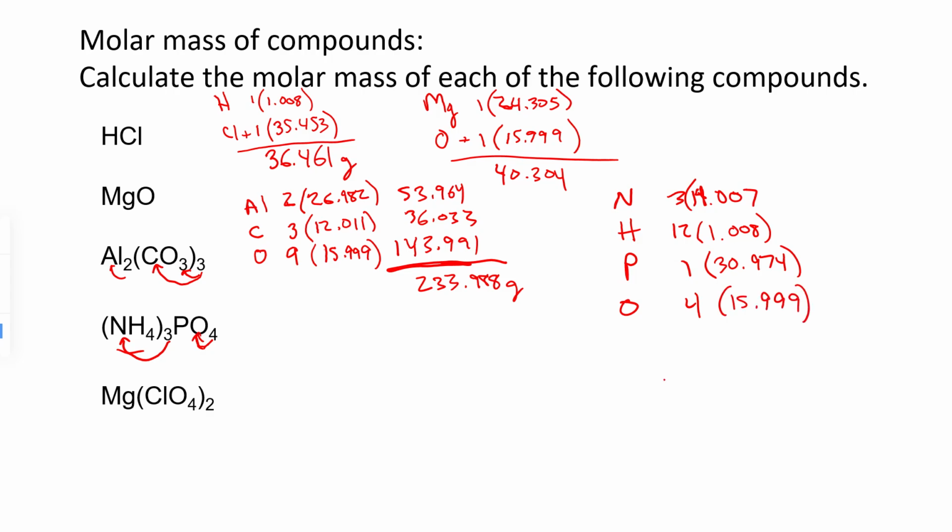Oxygen is 15.999. Now, when we add these all up, whichever method you prefer, I'm going to do the parentheses method. So again, I'm doing parentheses 3 times 14.007, close my parentheses, plus parentheses 12 times 1.008, close the parentheses, plus parentheses 1 times 30.974, close the parentheses, plus parentheses 4 times 15.999, close the parentheses. I end up with 149.087.